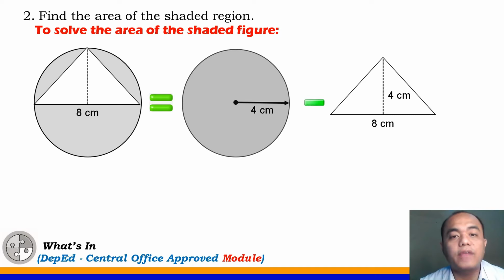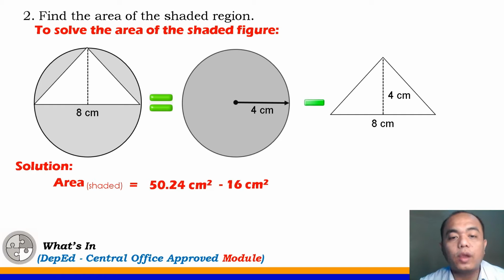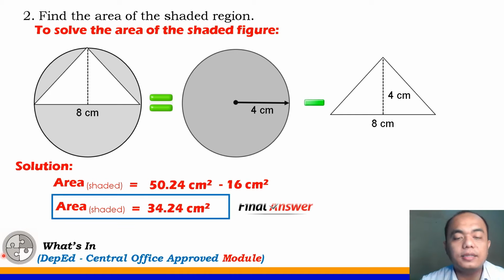So here's how to solve the area of the shaded figure. Okay? So area of the shaded figure would equal to 50.24 square centimeter. This will stand for your area of the circle. And then we have also the 16 square centimeter here as the area of our triangle. So we will subtract that one. Will give you 34.24 square centimeter. And then this is the final answer. 34.24 square centimeter is the area of the shaded part in here.